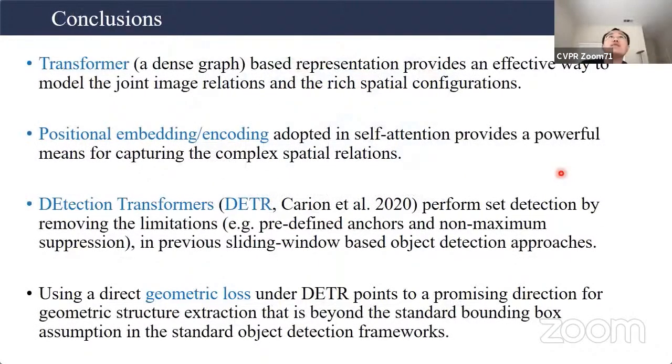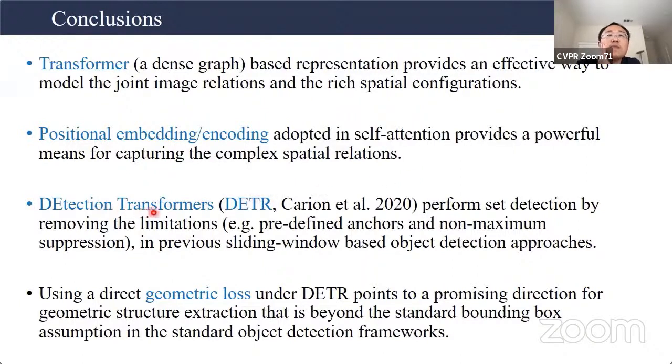To conclude, transformer as a dense graph, transformer-based representation provides an effective way to model the joint image relations and the rich spatial configuration. Positional embedding or positional encoding adopted in self-attention provides a powerful means for capturing the complex spatial relations.